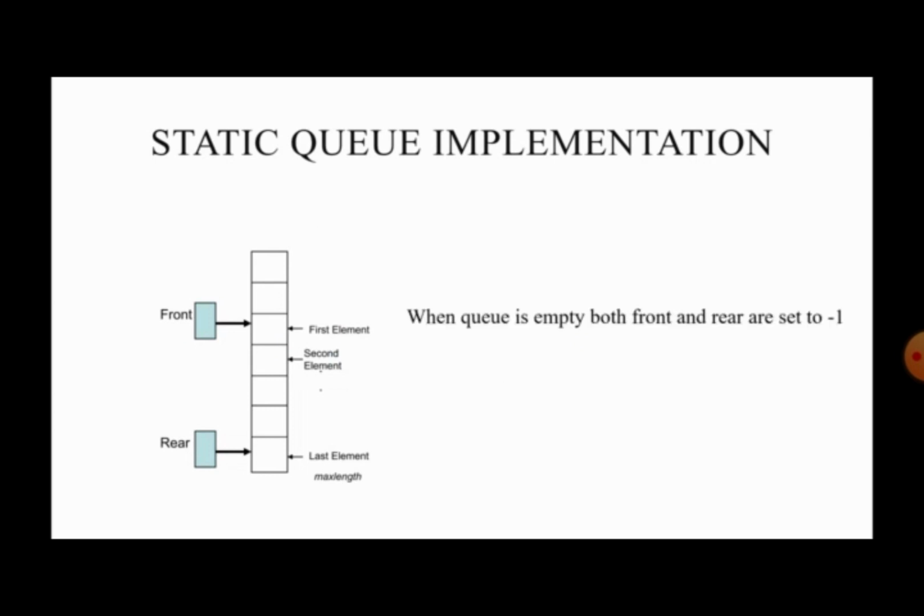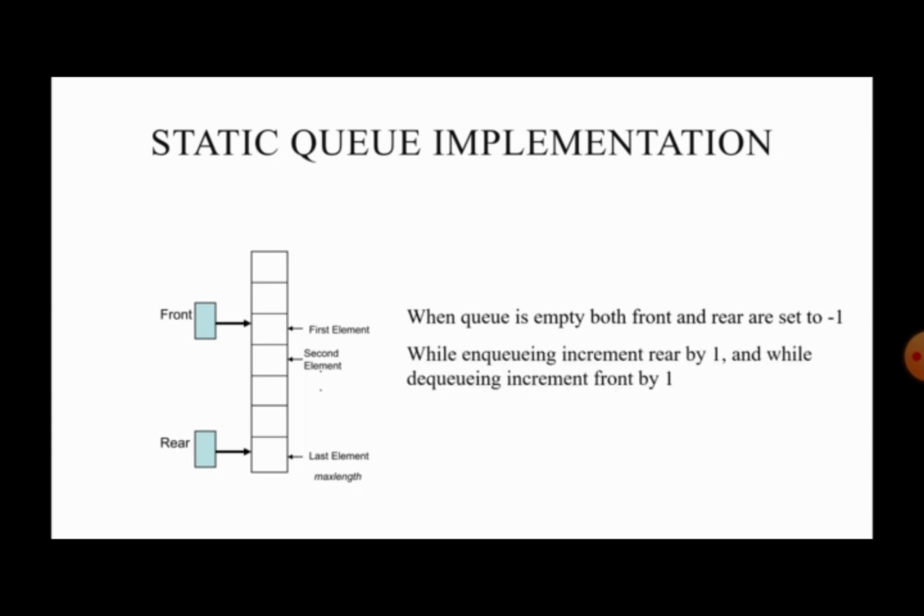For static implementation of queue, when the queue is empty, then both front and rear are set to -1, as there is no index which is less than 0. So to represent the queue as empty, we will assign the value -1 to front and rear, so that we can check whether the queue is empty or not.